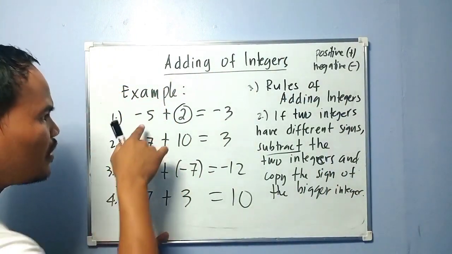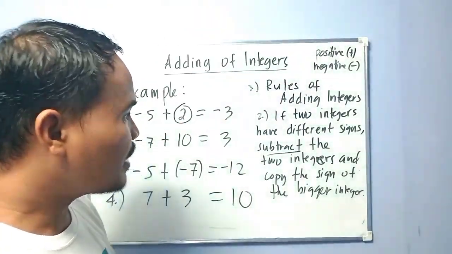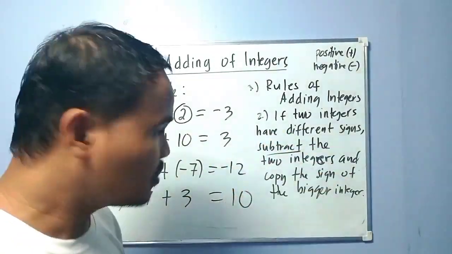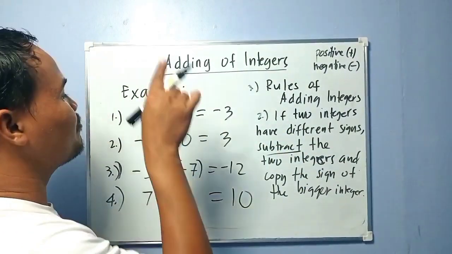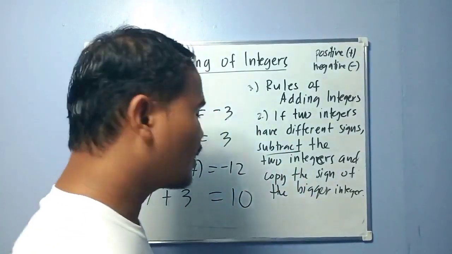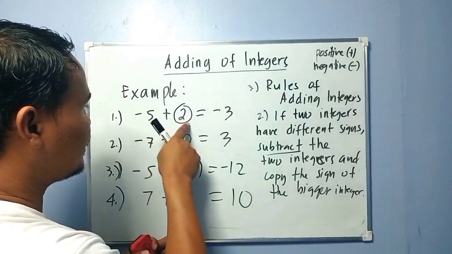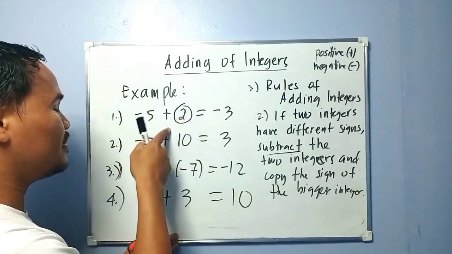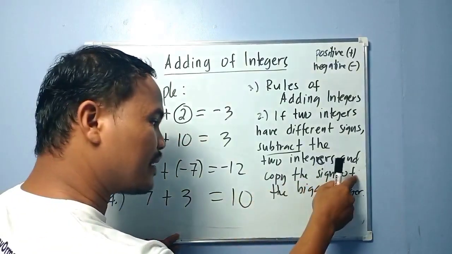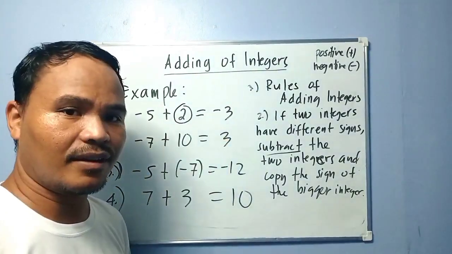Okay, number 1: the sign of 5 is negative, and the sign of 2 is positive. So they have different signs. What we are going to do is subtract based on our rule. Subtract 5 minus 2, that's 3. In grade school, 5 minus 2 is 3. Then copy the sign of the bigger integer. The bigger integer here is 5, and its sign is negative. So our answer is negative 3.